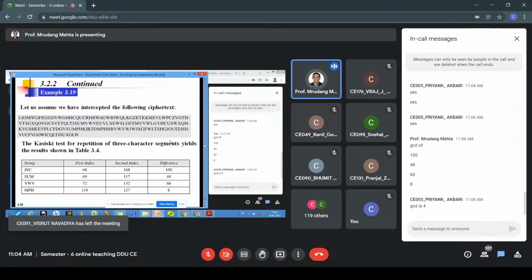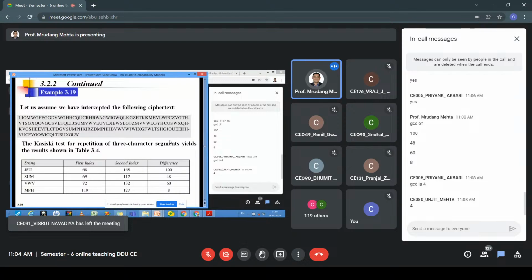Yes, Priyank, let others also try. You are answering. Urjit. Okay, others, can others send the reply? You should find out the GCD of these four numbers. So how will you find the GCD of four numbers? Can you explain the technique, Priyank? Because we know the GCD of two numbers, but how to find the GCD of four numbers?